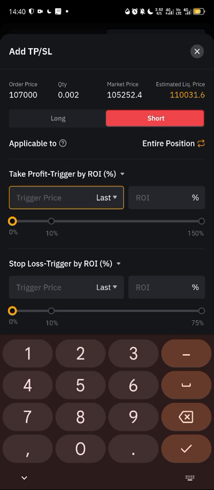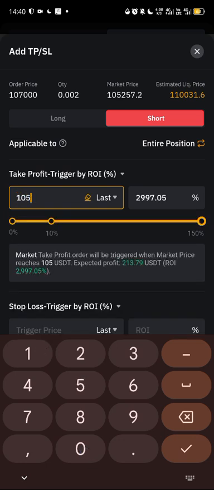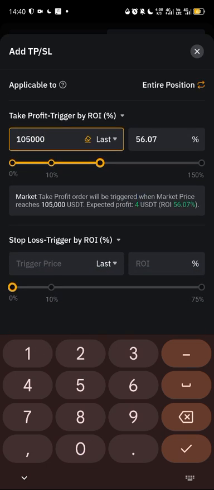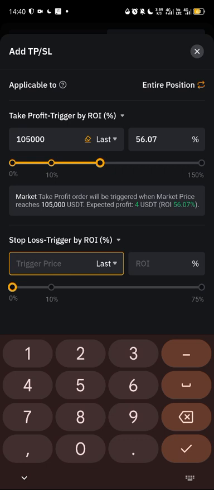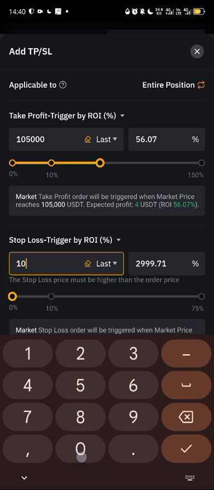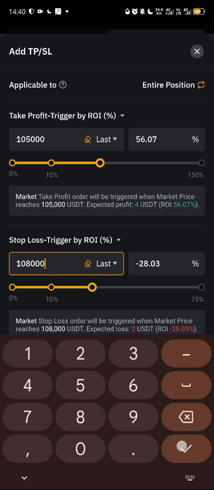In a situation where you are selling, that is, when you are predicting that the market should come down, let's say for instance my take profit is 105,000, right? My take profit is 105,000, and your stop loss in a selling scenario has to be bigger in value than your entry point. Because my entry point is 107,000, my stop loss now is 108,000.